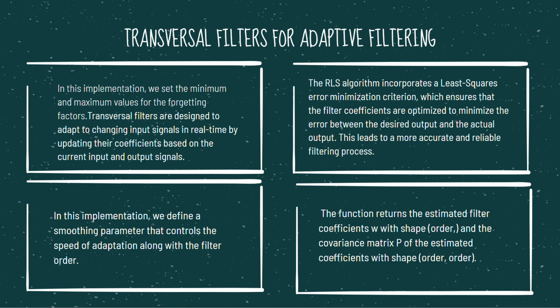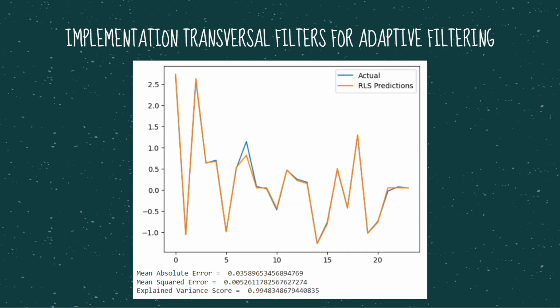In this process, we define a smoothing parameter that controls the speed of adaptation along with the filter order. The function returns the estimated filter coefficients W with the shape order, and the coefficient matrix P of the estimated coefficients with the shape order, order. Let's have a look at the results produced by applying transversal filters for adaptive filtering on the daily demand forecasting dataset.